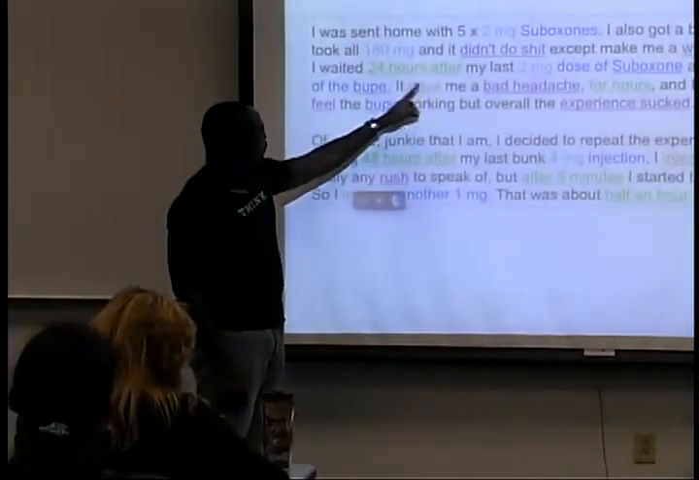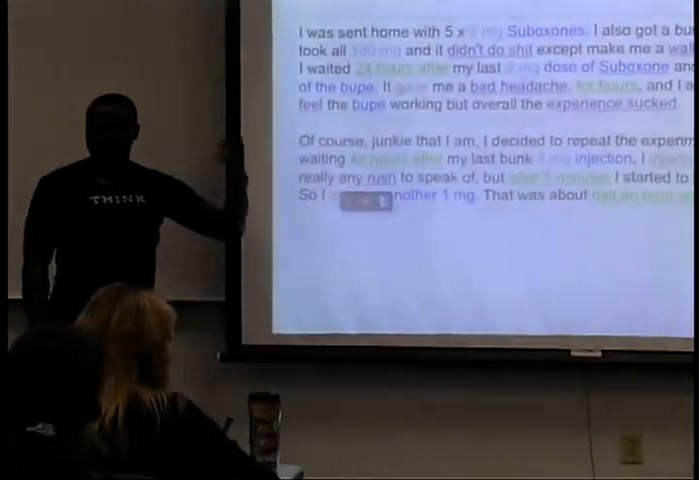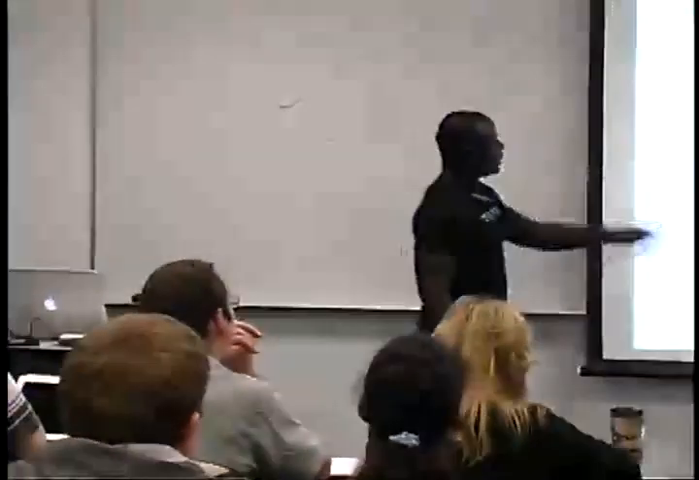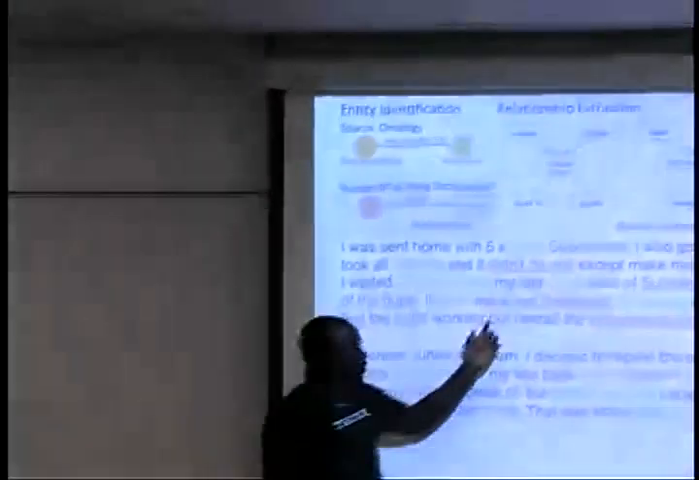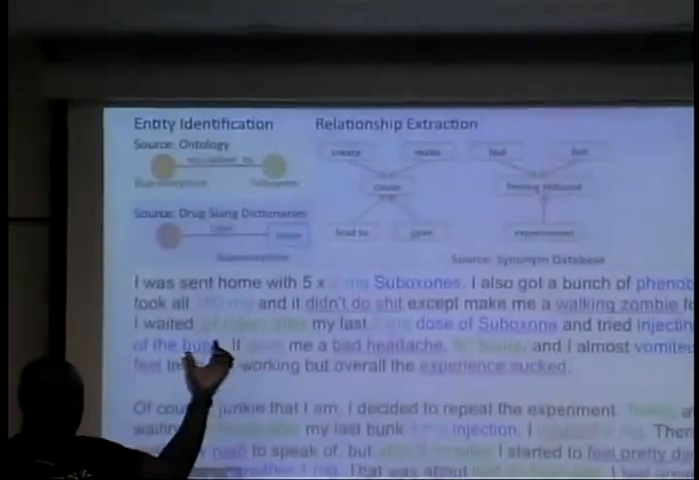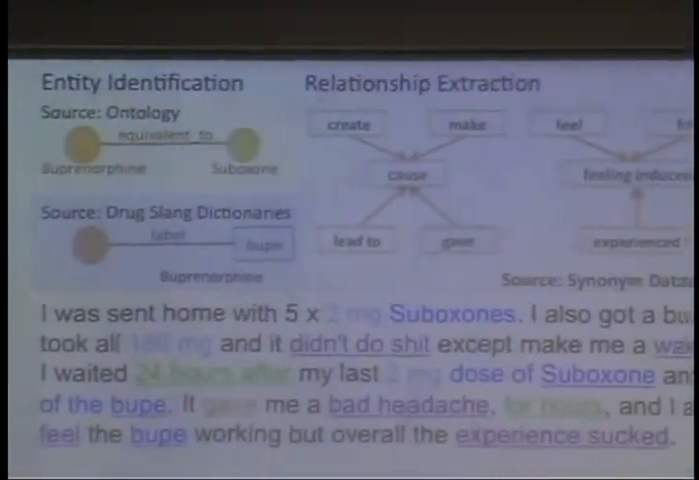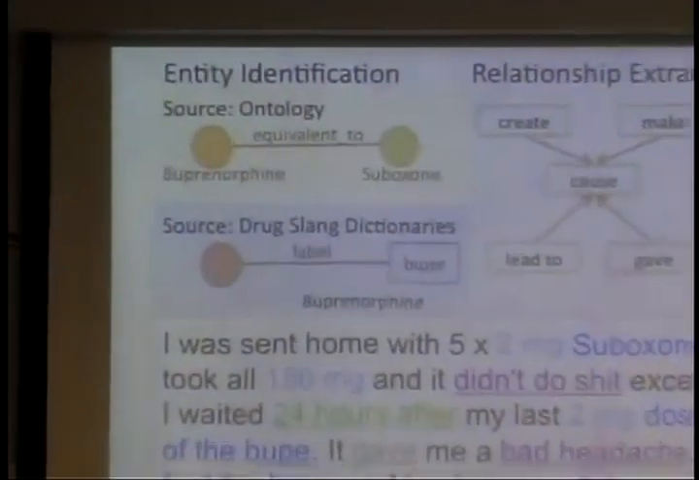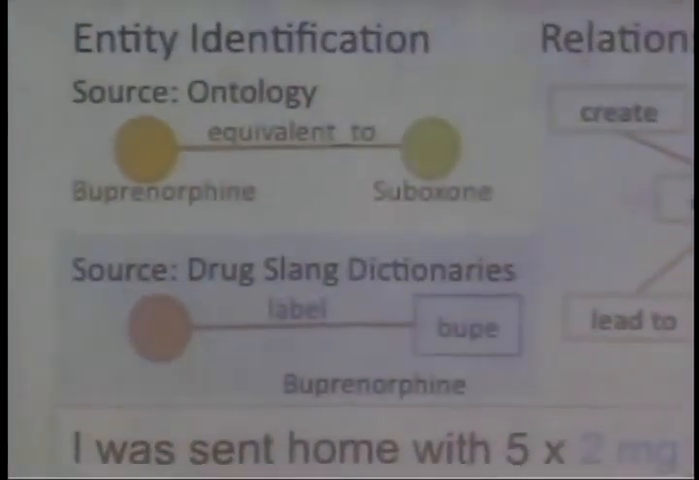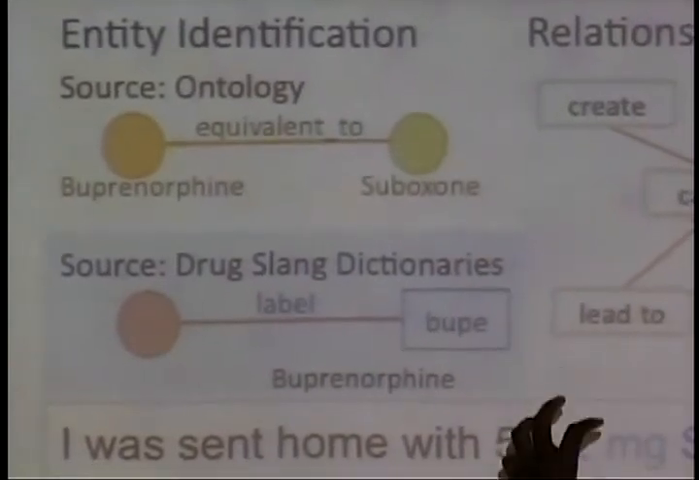Gave, for example, gave a bad headache. Gave, in this case, can be normalized to a standard relationship called causes. So we need to look at text, not only to identify these relationship-conveying terms, but we would also like to normalize those and map them to some standard terms. Gave, for example, lead to, create, make, all of those map to causes.